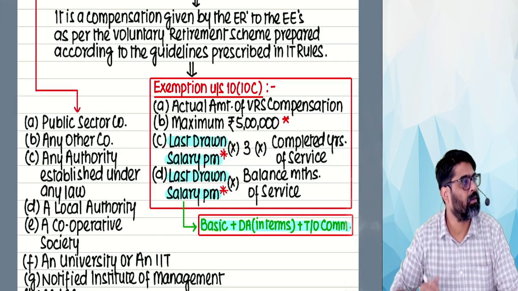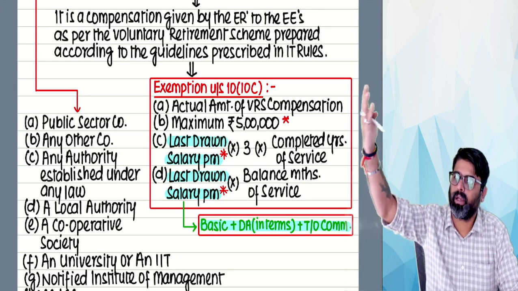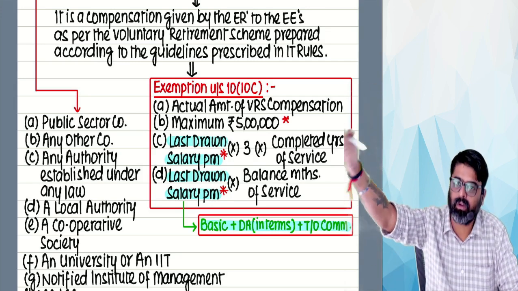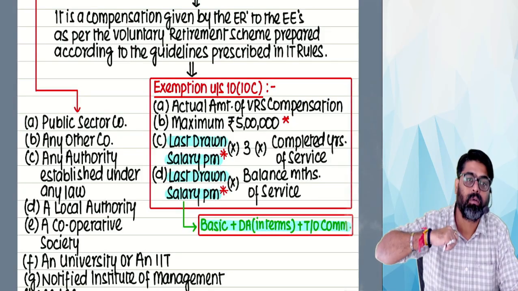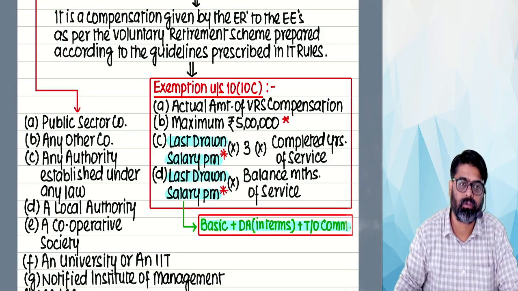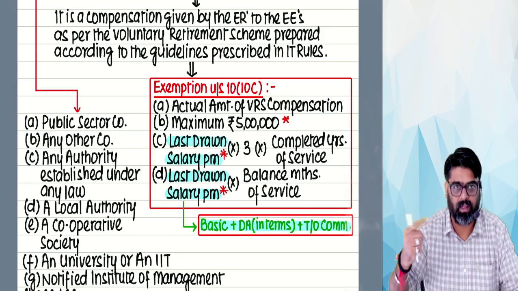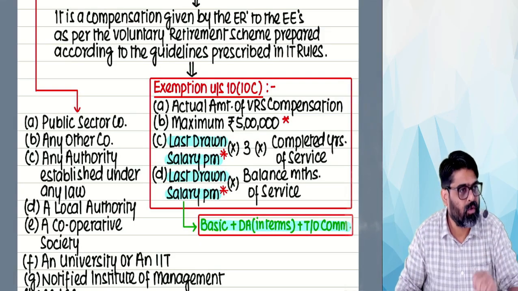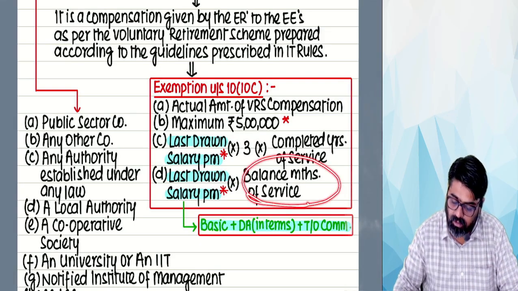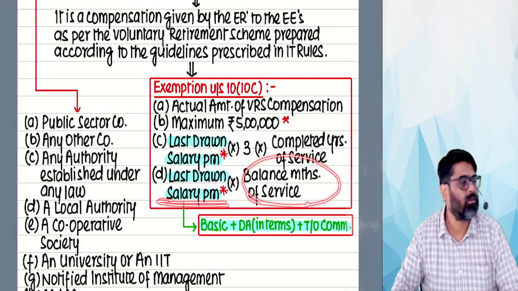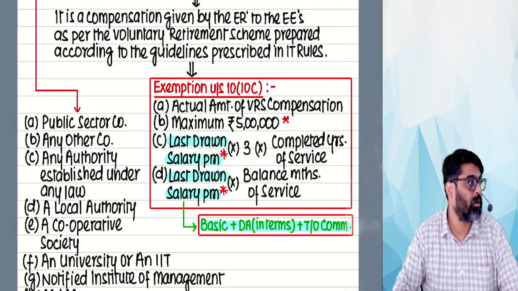Say 3 years, 8 months. You are supposed to retire after 3 years, 8 months, but you are taking voluntary retirement right now. So how much is the balance months of service? 36 plus 8, 44 months. So for balance months of service also, the last drawn salary is taken.